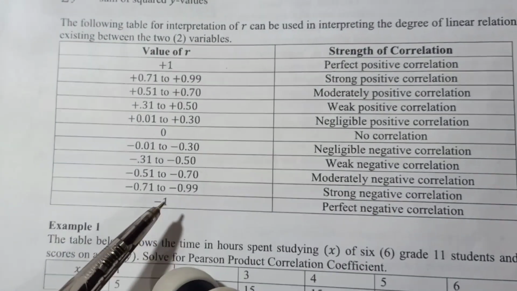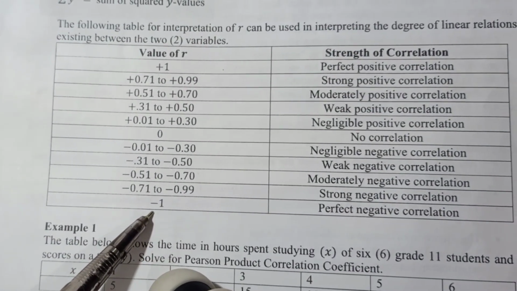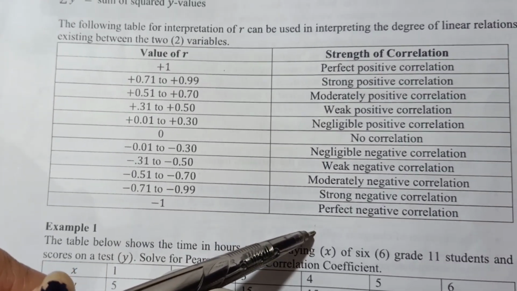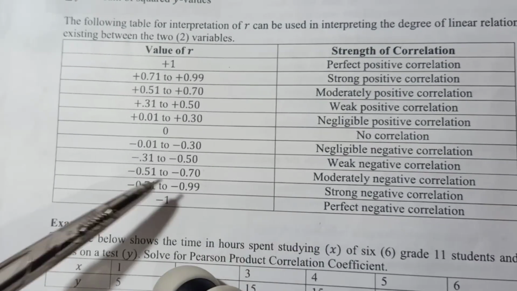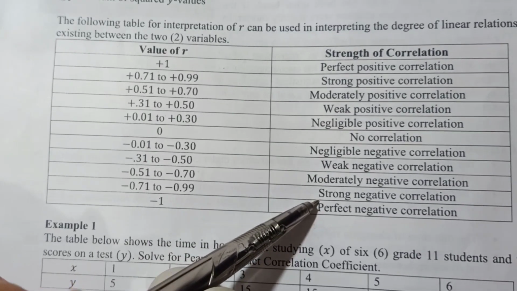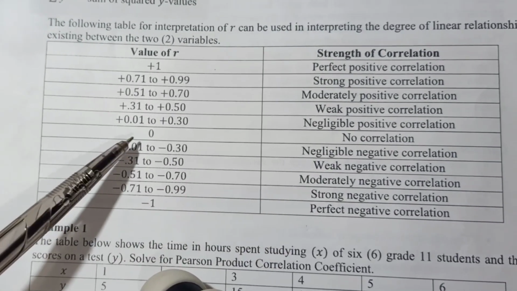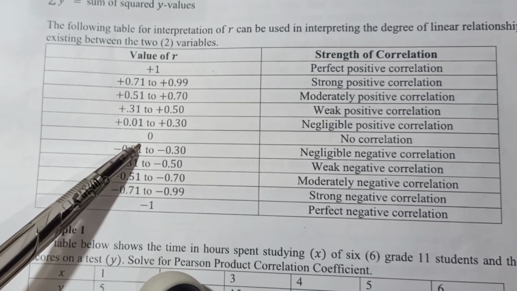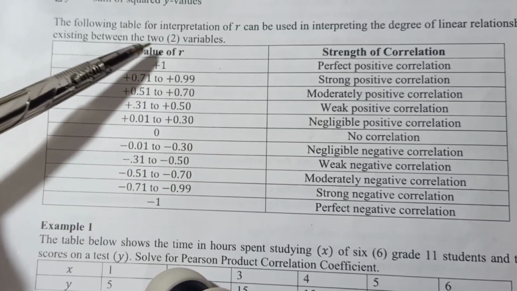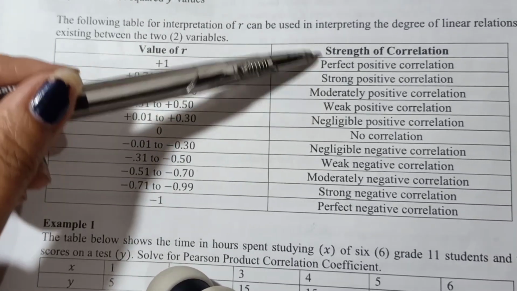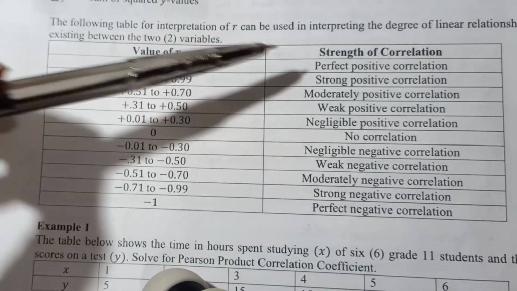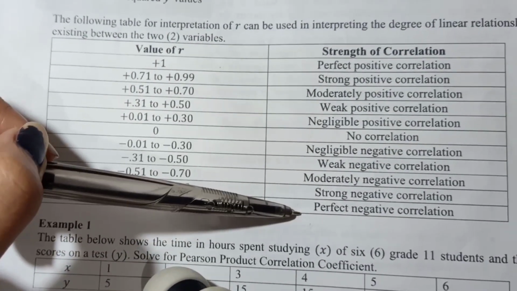For example naman, ang nakuha mong value mamaya, pag nag-compute tayo, is -1. Ang sagot doon is perfect negative correlation. Kapag naman -0.71 to -0.99, there is a strong negative correlation. Kung ang sagot mo naman eksaktong 0, ang interpretation naman nun is no correlation. So, mahalaga din na alam mo itong table na to or meron ka nitong table na to para kapag nakuha na natin yung final answer, kaya mo siyang i-interpret. Dito mo lang kukunin.